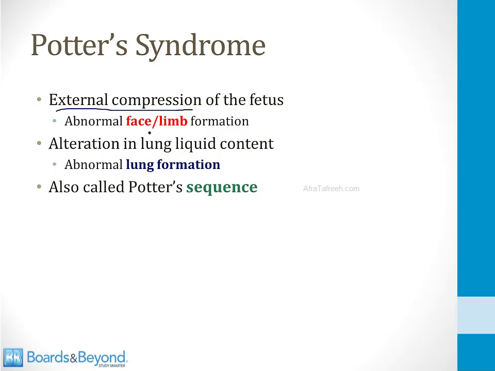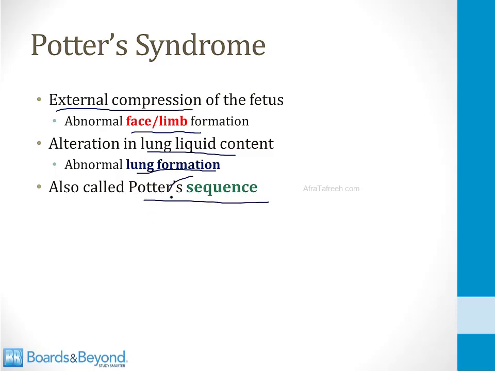This leads to abnormal formation of the face and limbs. These babies often have facial deformities and limb deformities. These are all examples of deformation errors in morphogenesis caused by external forces. Also in Potter syndrome, there's an alteration in the liquid content inside the lungs in the embryo. This leads to abnormal lung formation. And this entire syndrome is sometimes called Potter's sequence.